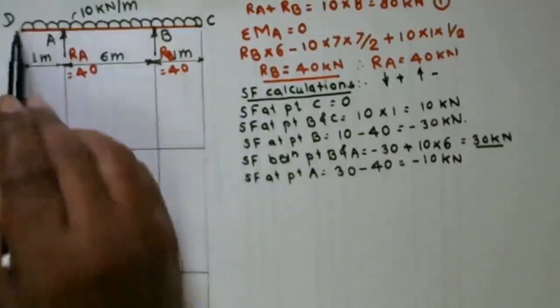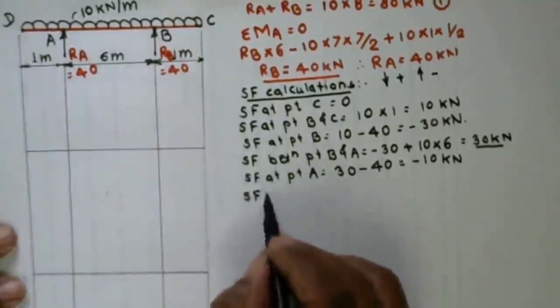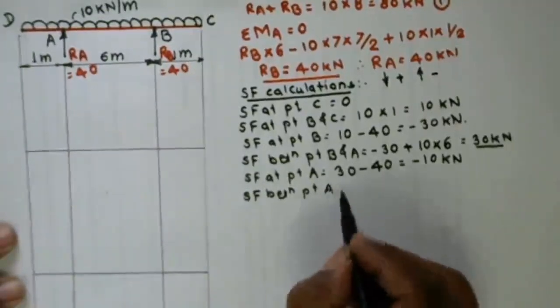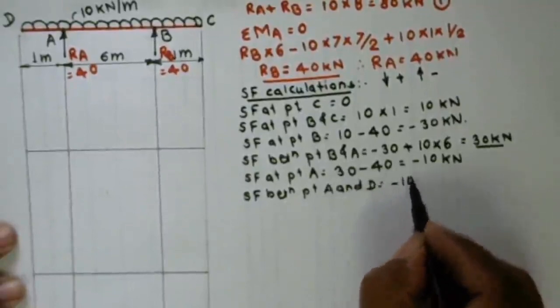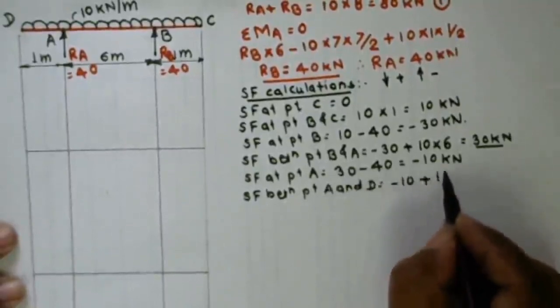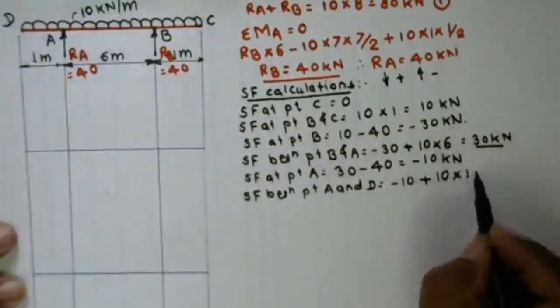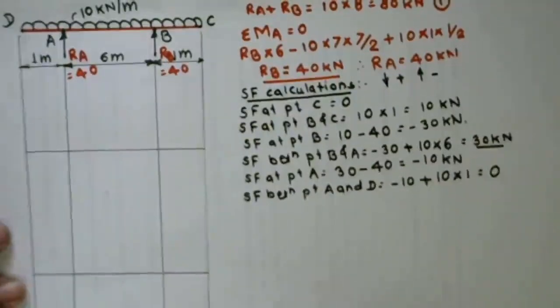And the last span, AD span, where again a UDL is acting. So we write the shear force between points A and D is equal to minus 10. The UDL is acting on the downward side, so plus 10 into span 1 meter, which is equal to 0. In this way, we have to plot the shear force diagram.